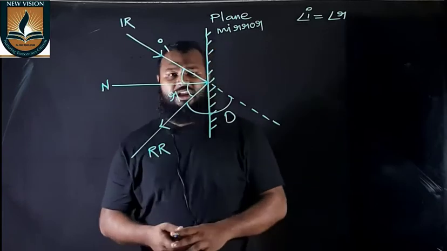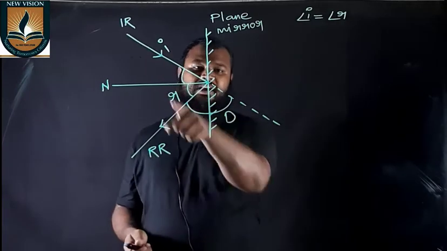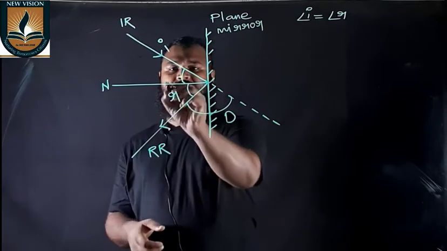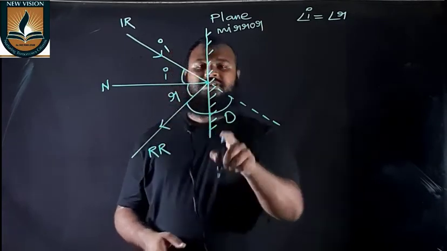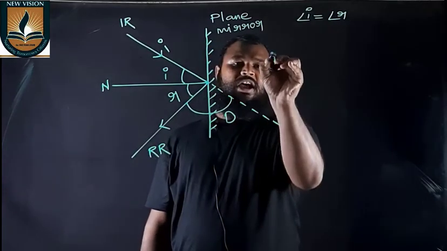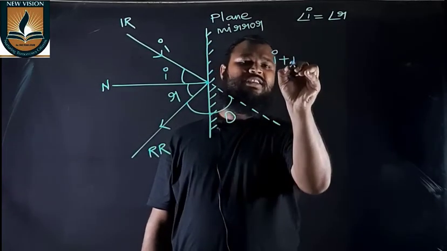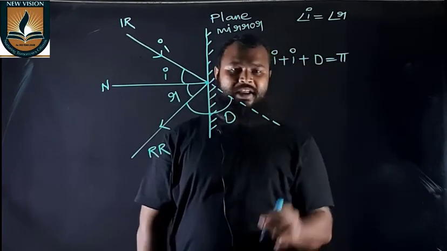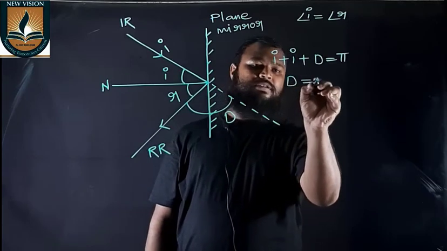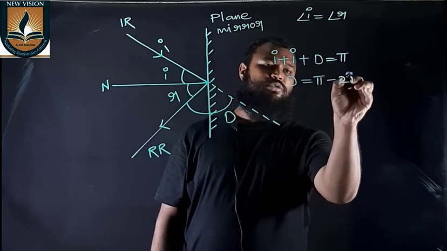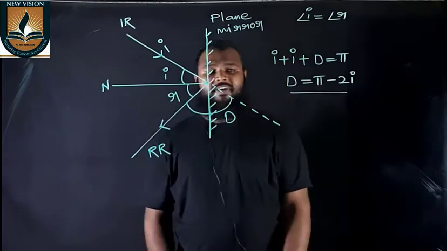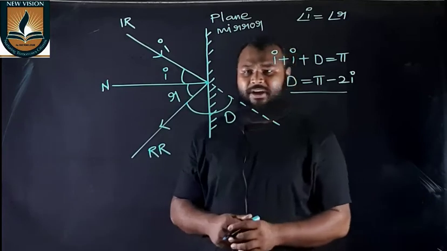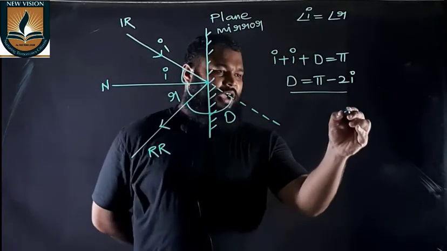If you look at this clearly, this total angle is 180 degrees. What is 180 degrees? D plus R plus I. So I plus R plus D is 180 degrees. R can be written as I, so 2I plus D is 180, which is pi. So the angle of deviation is pi minus 2i. Remember that if the angle of incidence is given, the angle of deviation can be found using D equals pi minus 2i.